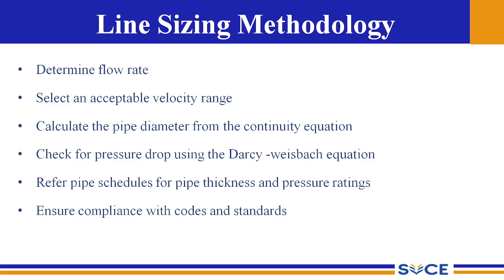Then calculate the pipe diameter from the continuity equation Q = A × V, then determine the Reynolds number, and from the Reynolds number you find the friction factor using the Moody chart. Then using the value of the friction factor, you check the pressure drop using the Darcy-Weisbach equation. After you fix the pipe diameter for an allowable pressure drop, refer to the schedule numbers for the pipe thickness and the pressure rating. Ensure compliance with the various codes and standards available to have a very safe line size.